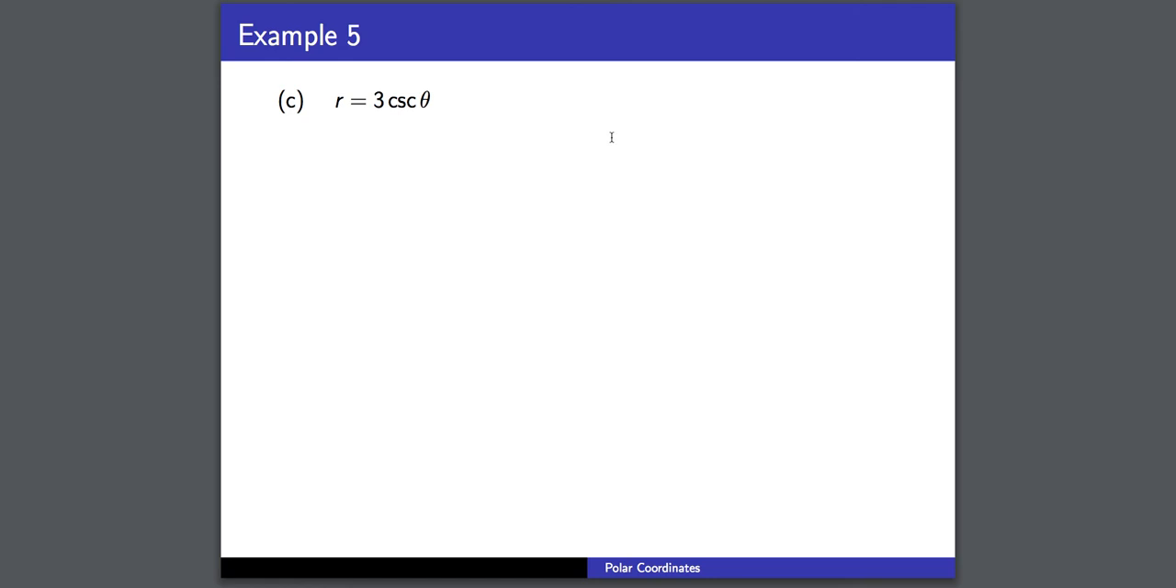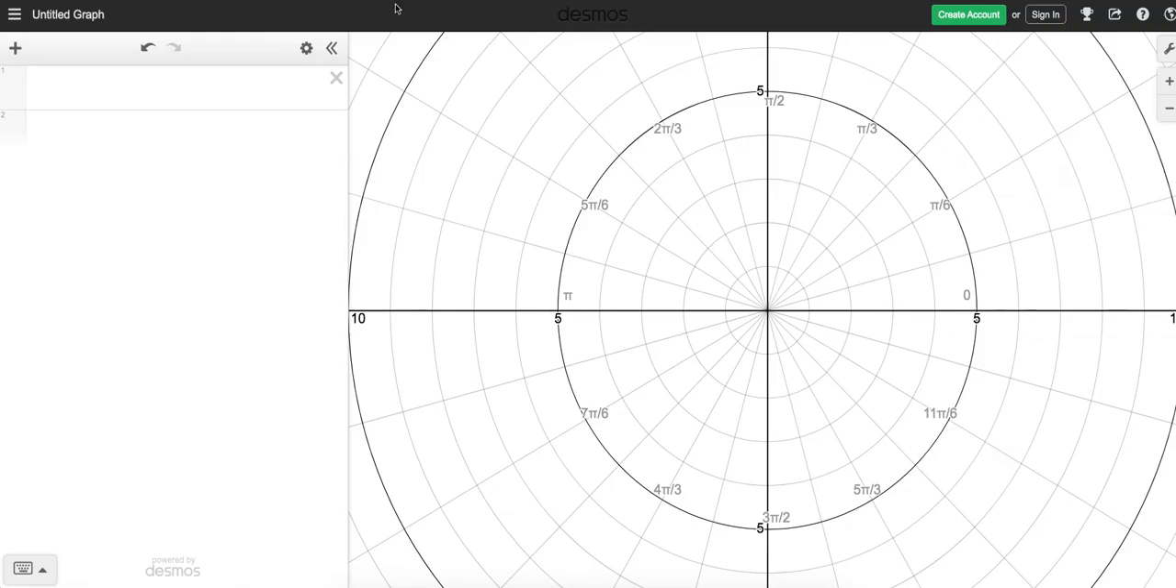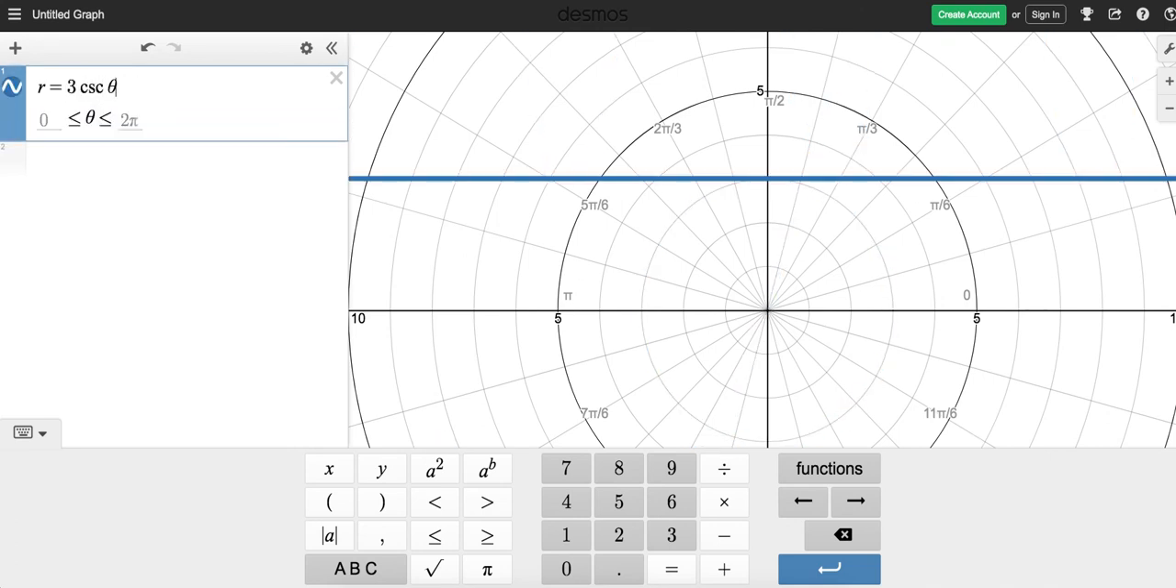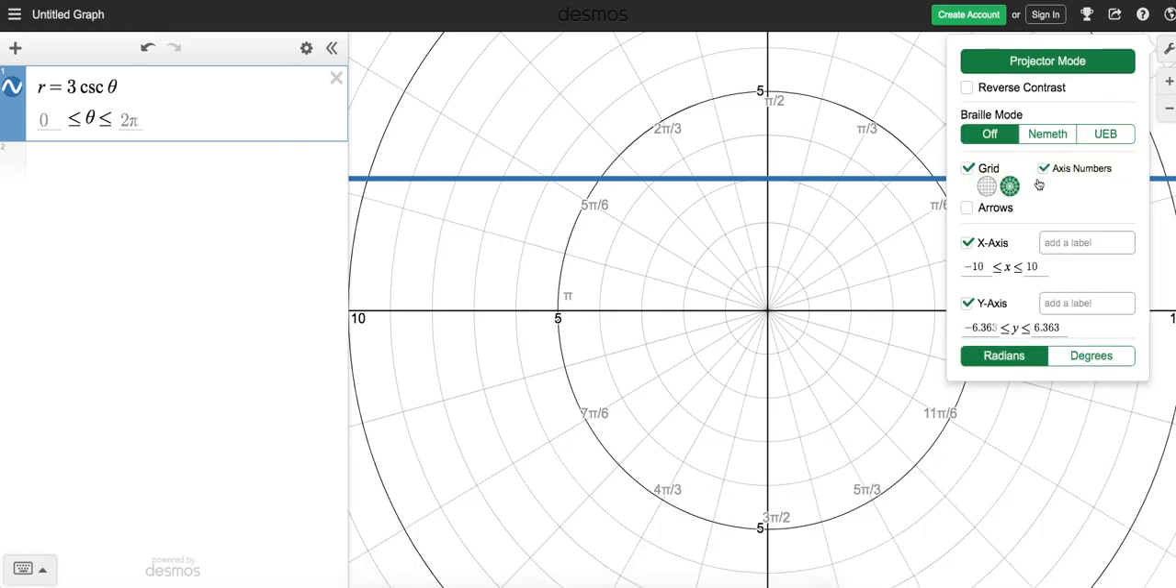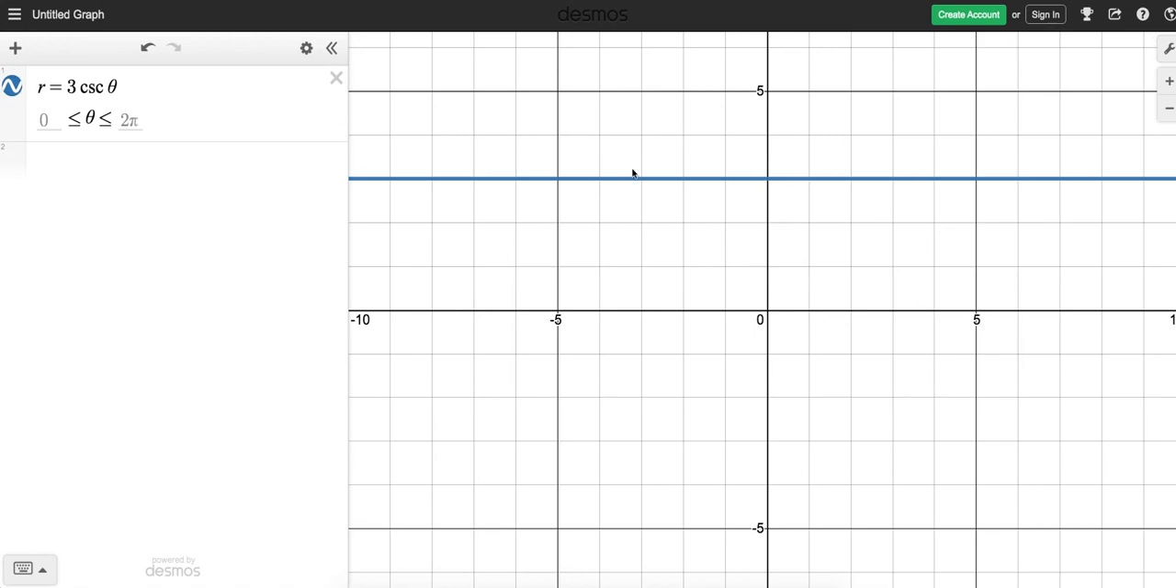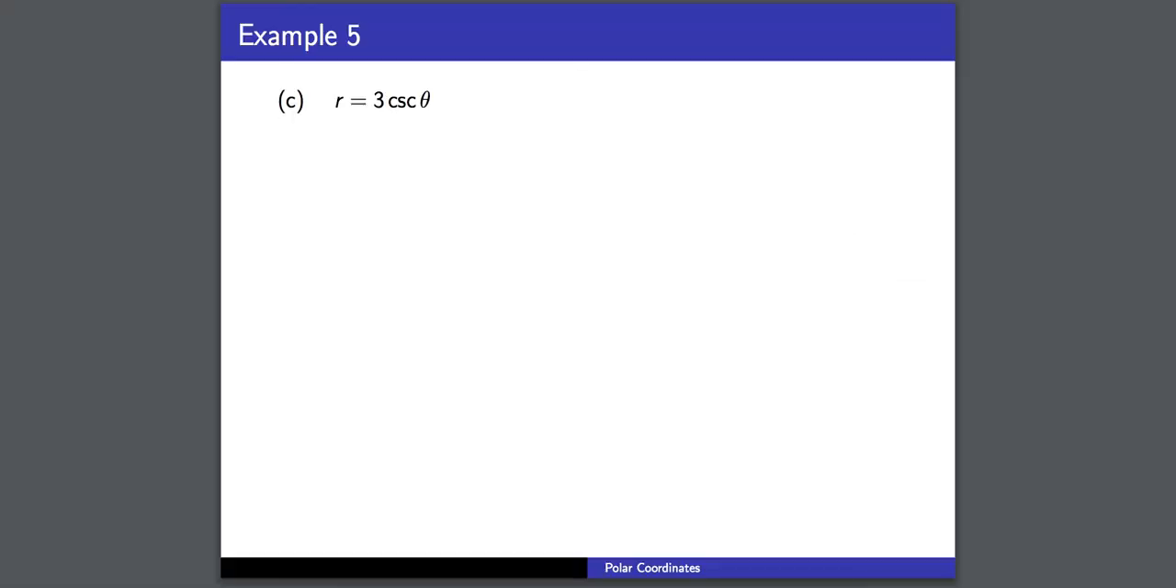All right, example 5, part C, r equals 3 cosecant theta. So this one we can graph. So r equals 3 cosecant of theta. And here we have just a horizontal line through what appears to be 3 here. So we just have a horizontal line going through the y coordinate of 3. If I make this the rectangular grid, it's even easier to see. So our horizontal line going through 3 on the y-axis has the equation y equals 3, or y equals 0x plus 3. So let's see how that comes about from the polar equation.